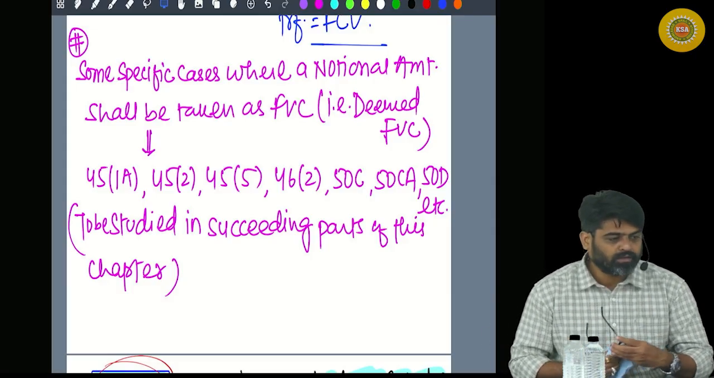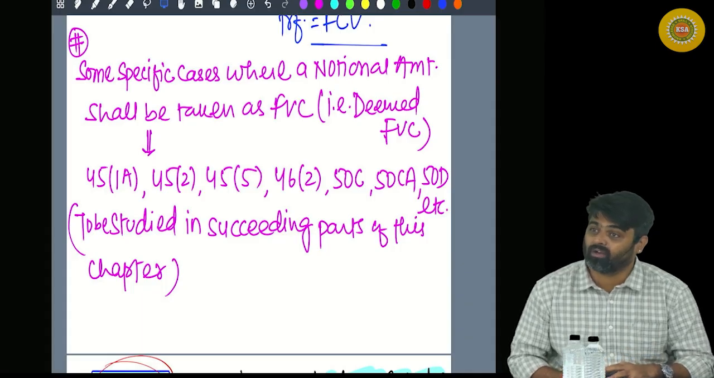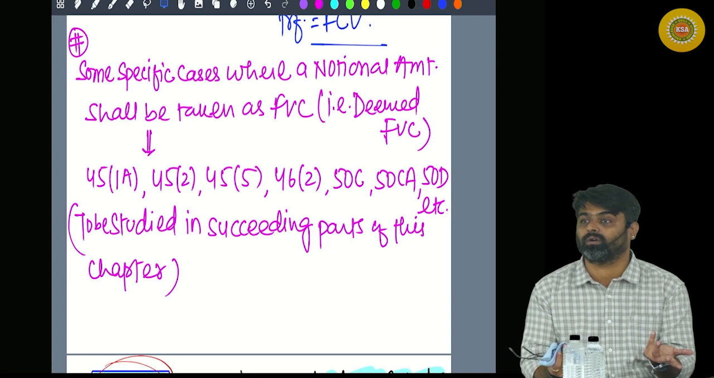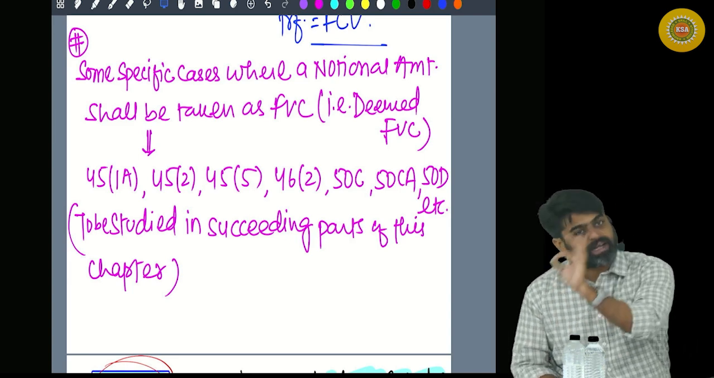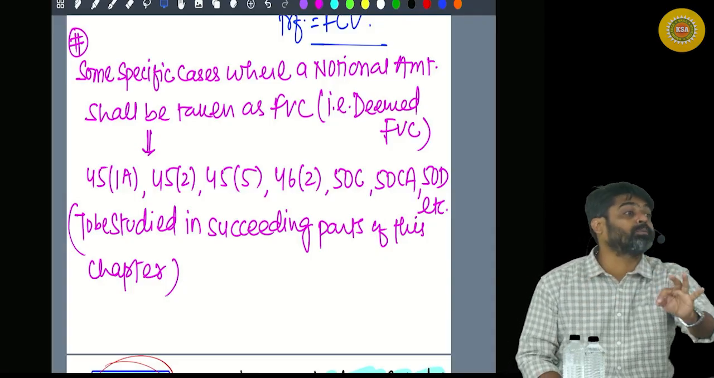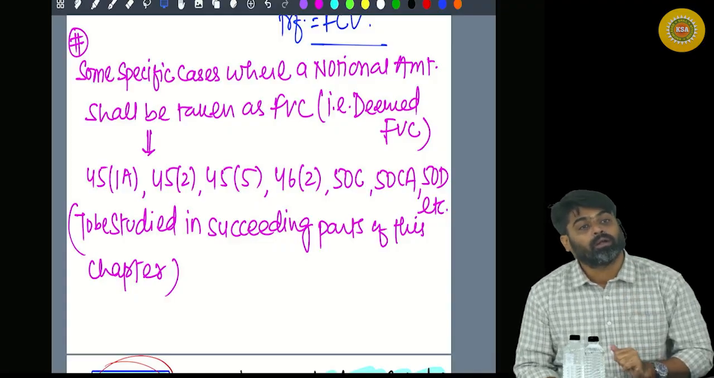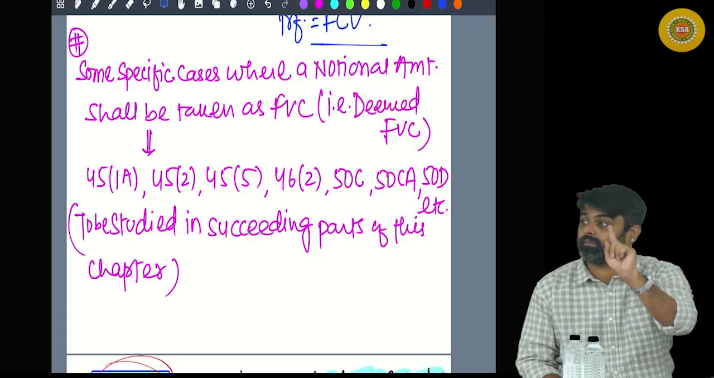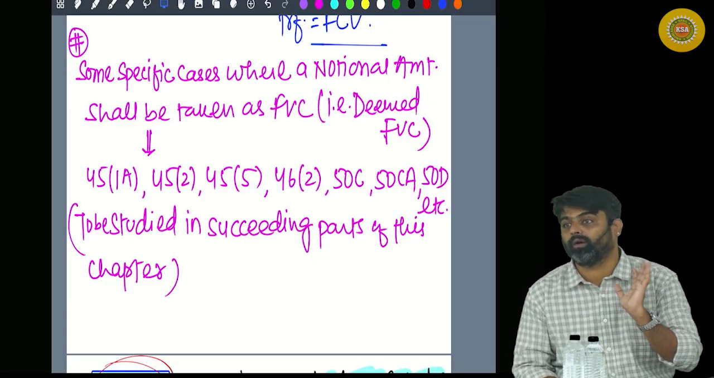In that case, the actual amount of sale consideration will be ignored, or the actual amount of sale consideration cannot be determined also. Yes or no? So in that case, a notional amount will be specified under the provisions that this amount should be taken as your full value of consideration to calculate your capital gain. That imaginary amount you will have to take, and no other amount will be taken as your full value of consideration.